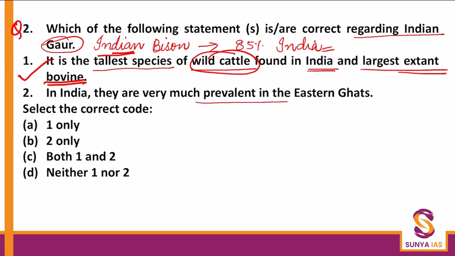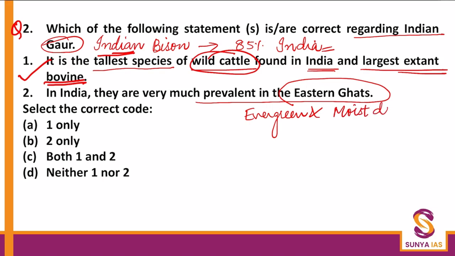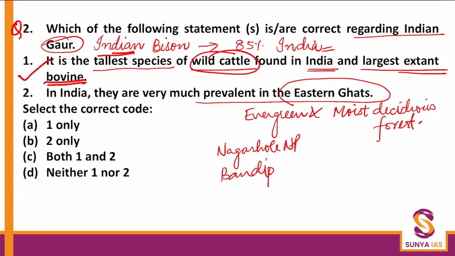Statement 2, in India, they are very much prevalent in the Eastern Ghats. No class, they are not prevalent in Eastern Ghats. Okay, they live in evergreen and moist deciduous forest. They are found in Nagarhole National Park, Bandipur, Biligiri Ranga Hills. They are very much prevalent there. This is wrong. If a statement had said they are found in the Eastern Ghats as well, then I would have said, go with statement 2. Eliminating statement 2 would be an extreme step. But in this case, statement 2 should be considered wrong.